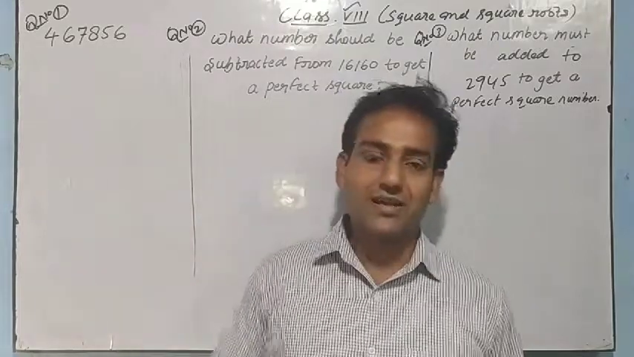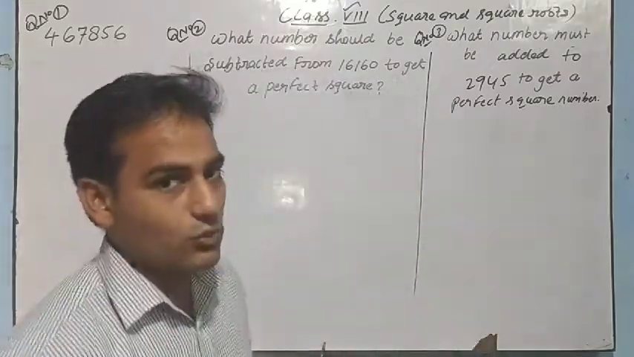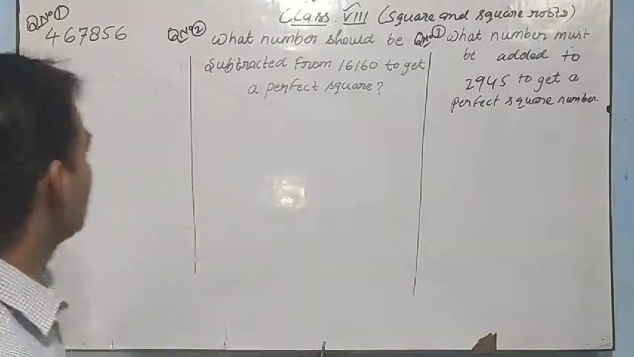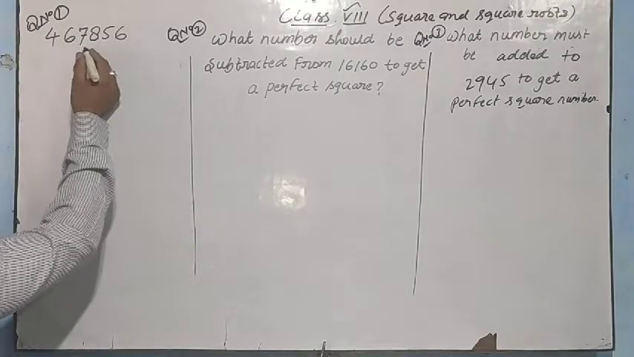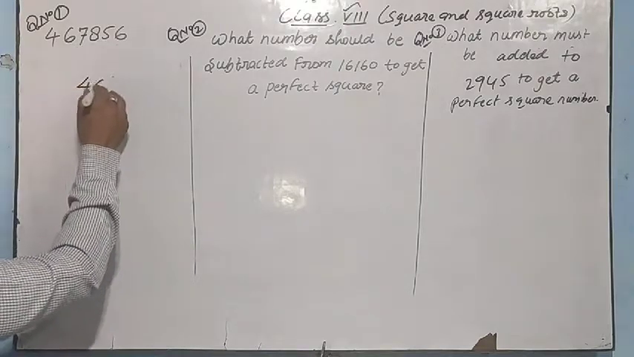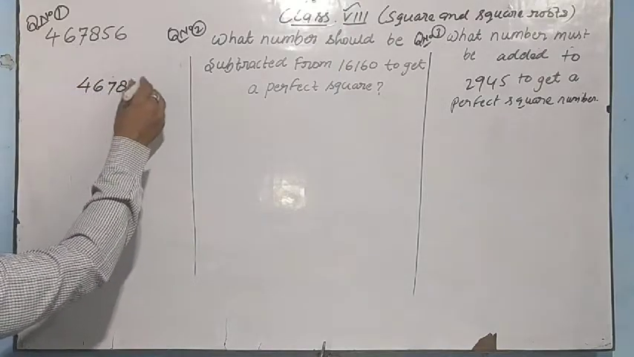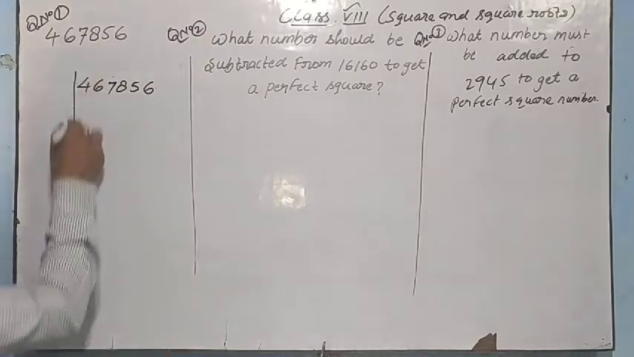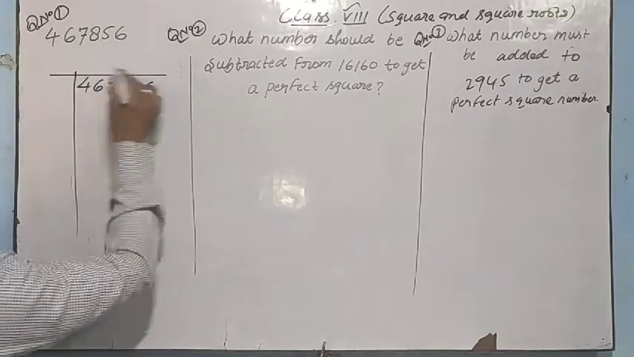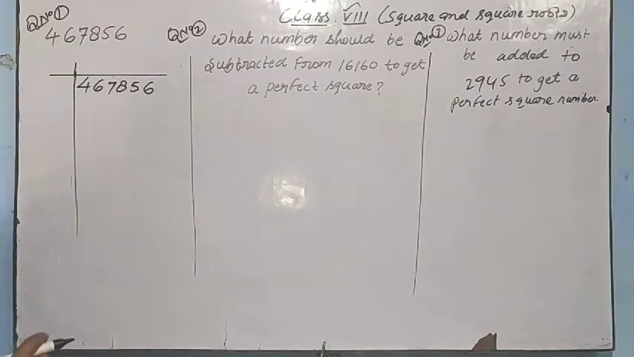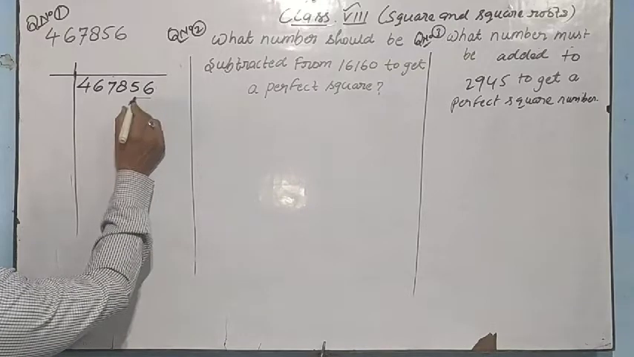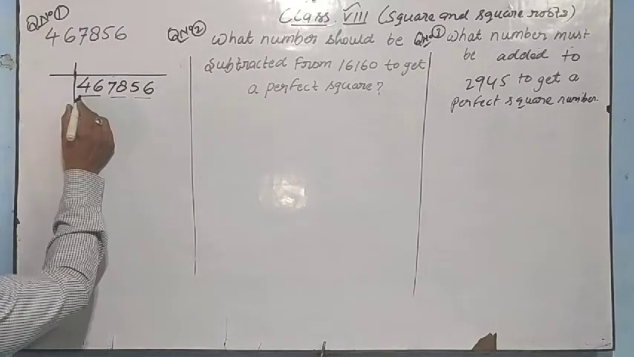So, the first question I have chosen is to find the square root of this given number by division method. See, 467856. We have to find the square root by division method. Now, this is the way to write, and the first thing is the pairing from this side.